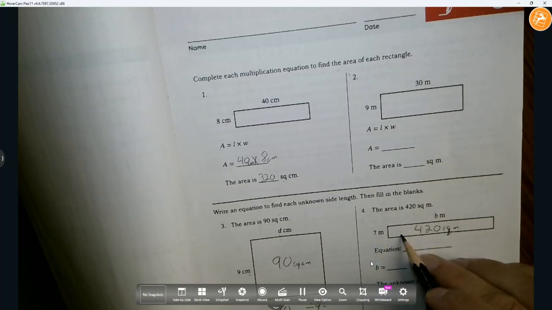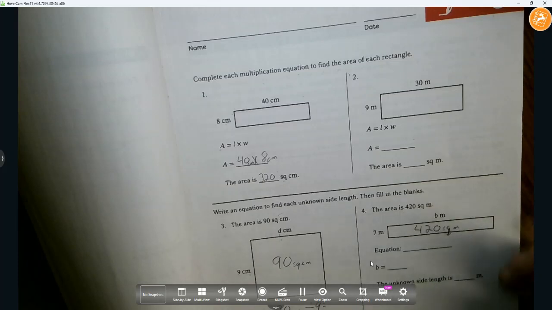So 420 divided by 7. 7 times what equals 420? Think about it that way. And fill the rest of this out the same way.